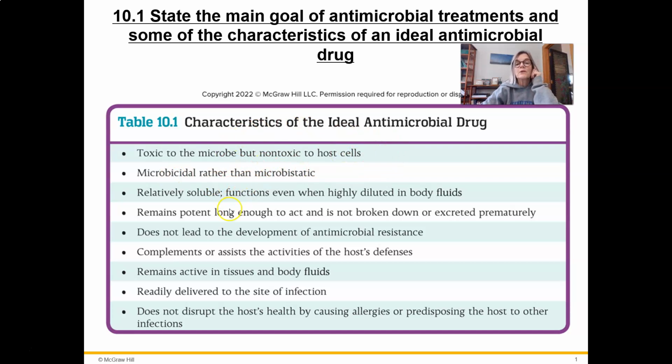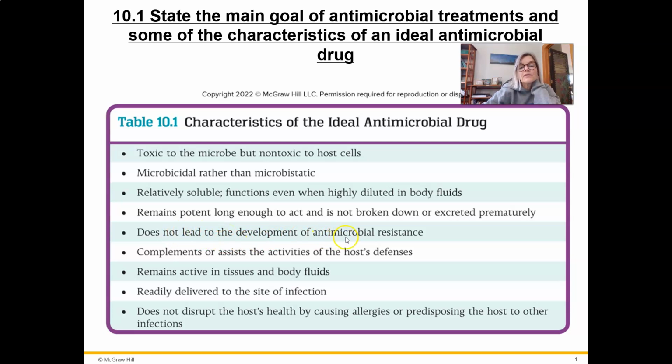And so this is the table from your book. There's all sorts of things that are characteristics of an ideal antimicrobial drug. Microbicidal rather than microbistatic, to actually kill the microbes rather than stopping their growth, would make it more effective. You can read some of these others, but one of the big ones here is: remains potent for long enough to act and is not broken down or excreted prematurely. So these must be chemicals that stay in the body long enough to work on the microbes.